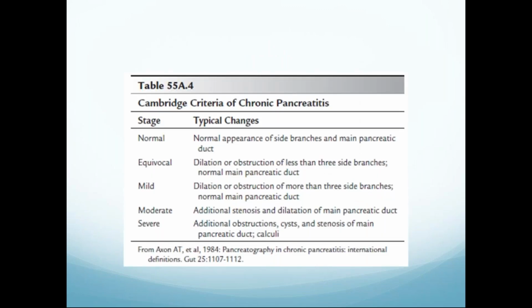So what are the criteria for chronic pancreatitis? Normal appearance of the side branches and main pancreatic duct is considered normal, and the grades are equivocal, mild, moderate, and severe. In ultrasonography we have mentioned similar grades. This is the Cambridge criteria for chronic pancreatitis. Dilatation or obstruction of fewer than 3 side branches is equivocal, and mild is more than 3 side branches. Moderate is additional stenosis and dilation of the main pancreatic duct, and severe is additional obstruction, cysts and stenosis of the main pancreatic duct.